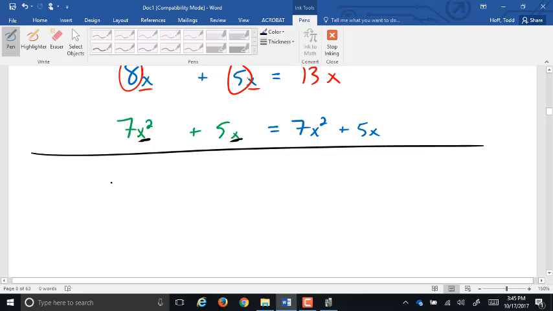What if we had 11x to the 5th y squared plus 3x to the 5th y squared? Can I combine those? Yes, because they're x to the 5th y squared. They're the same. So what do I get?